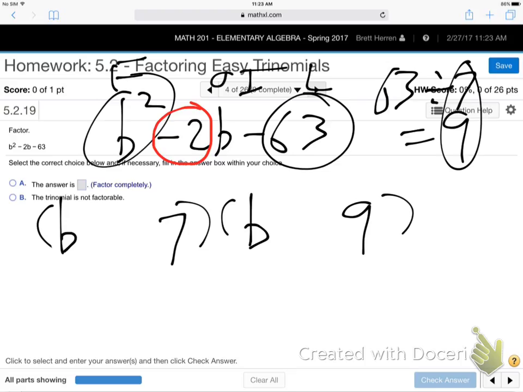Sign in the middle goes on the bigger. So who's bigger, 7 or 9? 9's bigger. Sign in the middle is negative, goes to him. So the other one's positive. That makes sense? The sign in the middle is always taken by the bigger one.